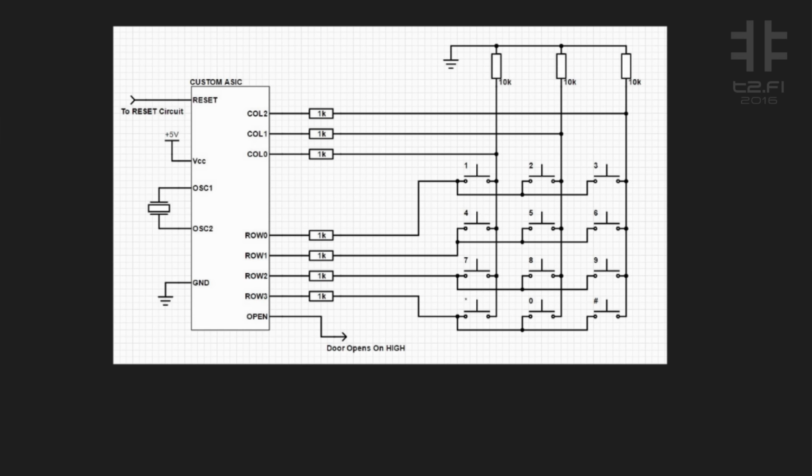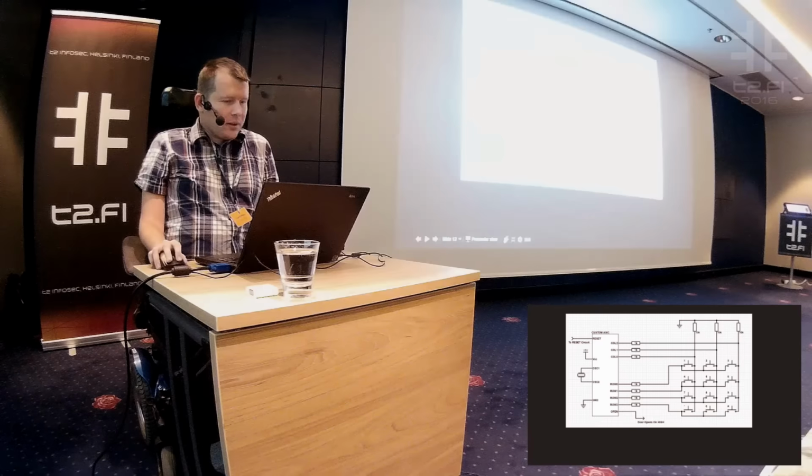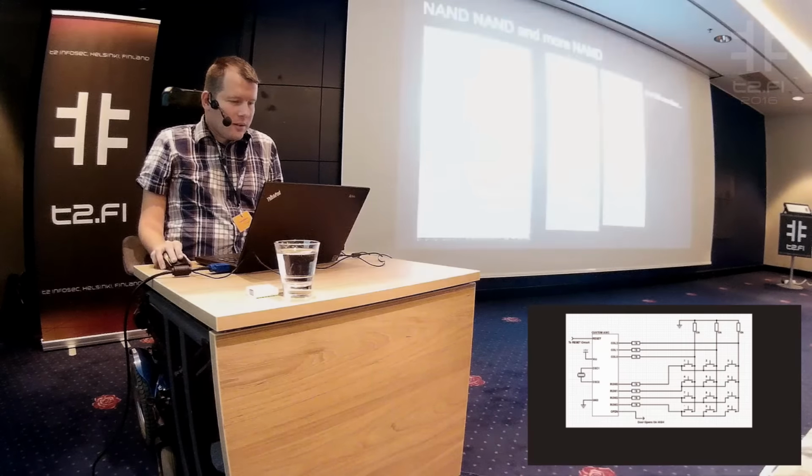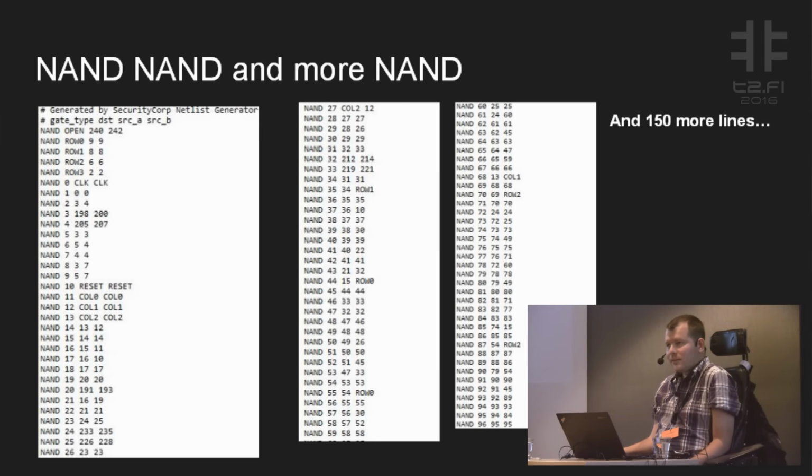You also get this schematic. It's some kind of keypad with a custom chip that's connected to the keypad. And the custom chip contains a netlist of NAND gates. It's about 250 NAND gates that are connected, and you can see the inputs and the outputs of each NAND gate. And you have to determine what the code is based on how this NAND machine executes.